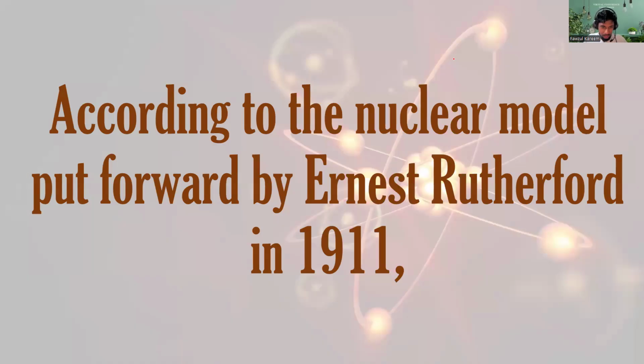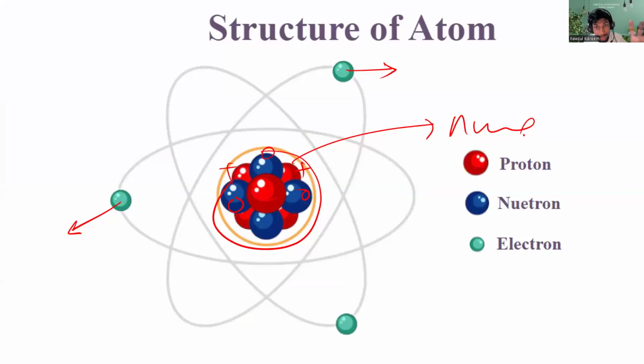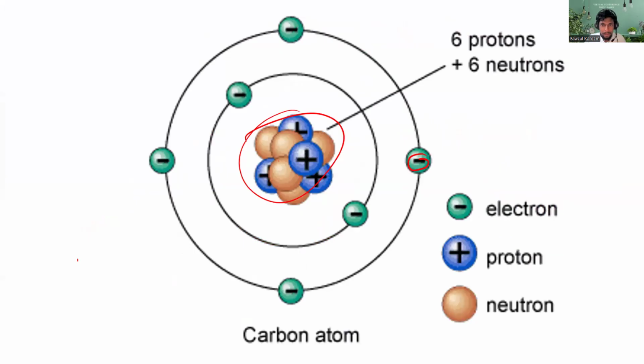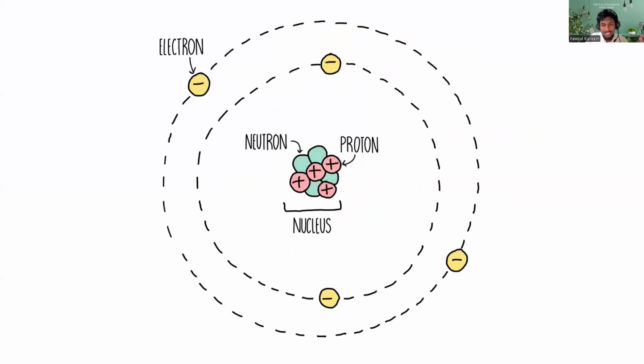And so now I have explained the model of atom by Ernest Rutherford, so I am going to read one by one, right? He said that there's a very, very small area called the nucleus at the center of the atom. But in the image, you can see the size of the nucleus is very big. For the demonstration, I have shown it like that in the images, but actually, the size of the nucleus is very small.